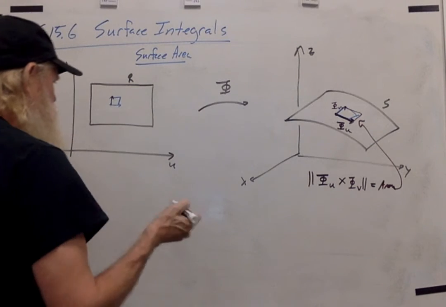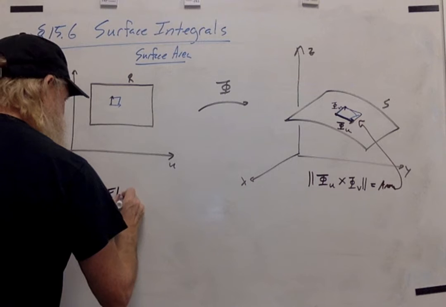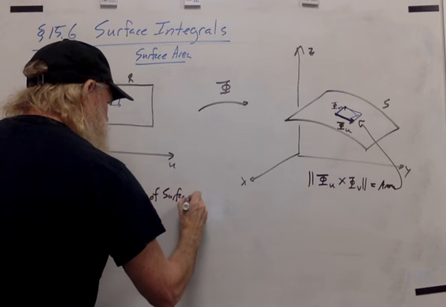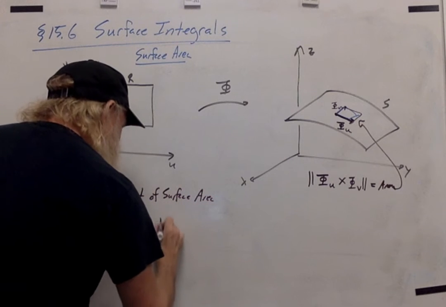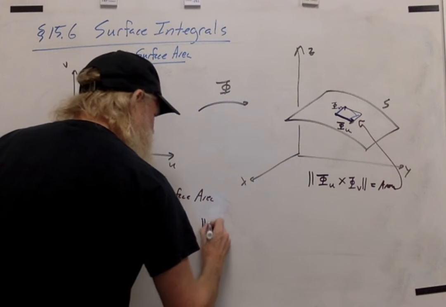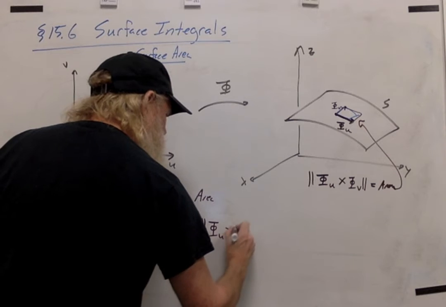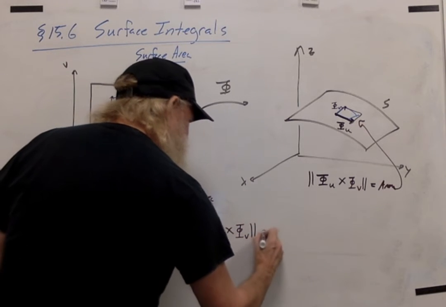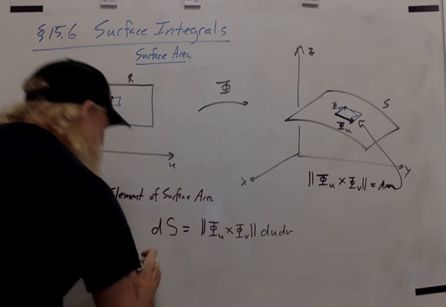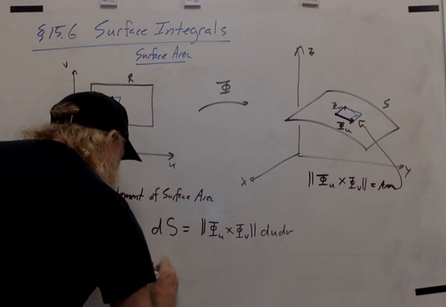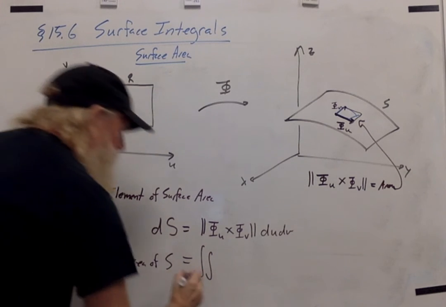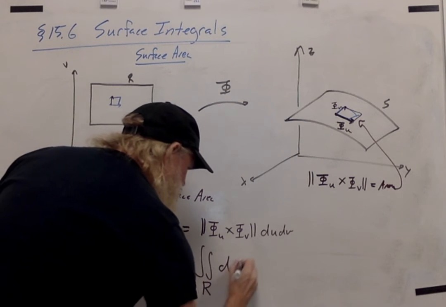So based on that, we define the element of surface area, capital DS, so this is big DS, to be the magnitude of d phi du crossed with d phi dv times du dv. And then if we want to calculate the area of the surface S, that'll be the double integral over R of dS.